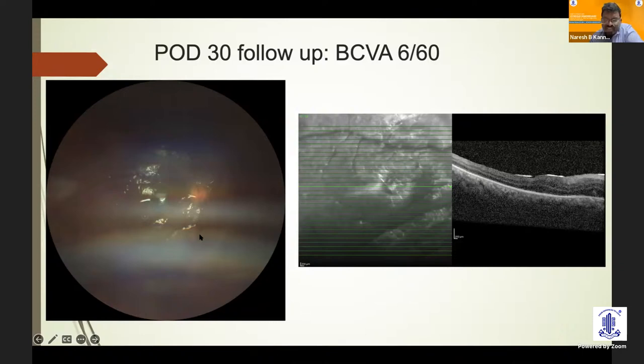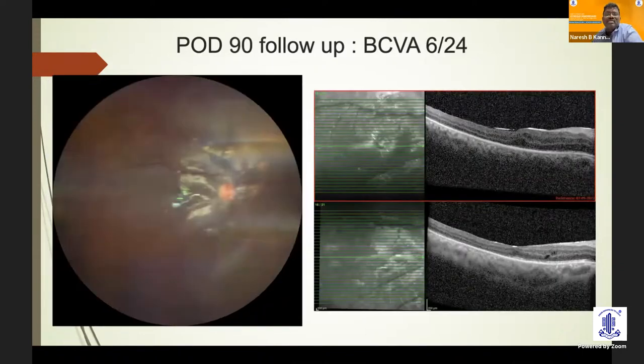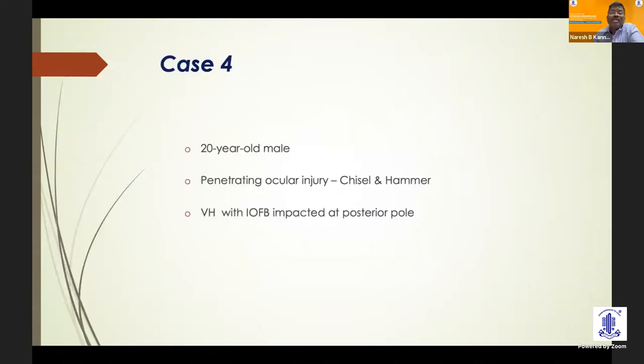The patient after 30th post-op day, and this is after 90th post-op day, still we have retained the oil with a 6/24 vision. And another common thing is we don't have any concern for these workers. Nobody wears protective glasses.